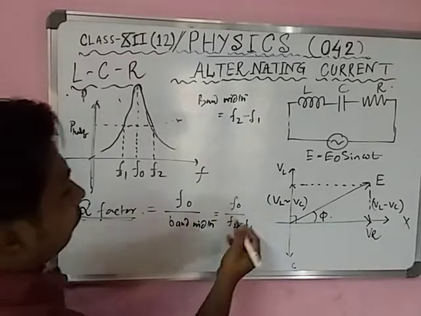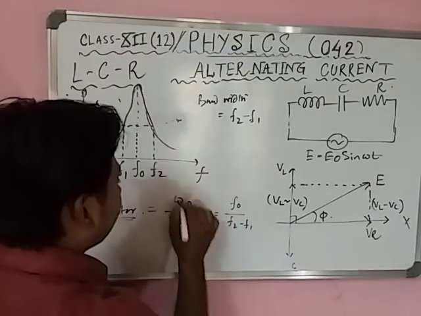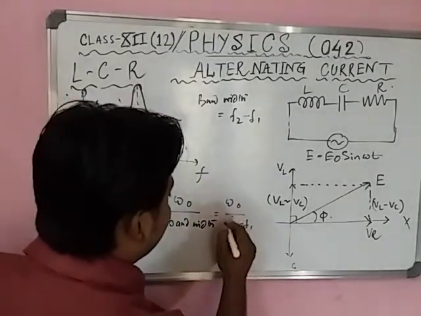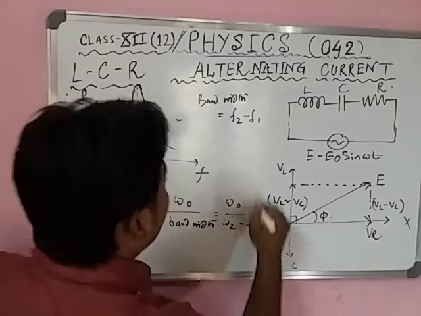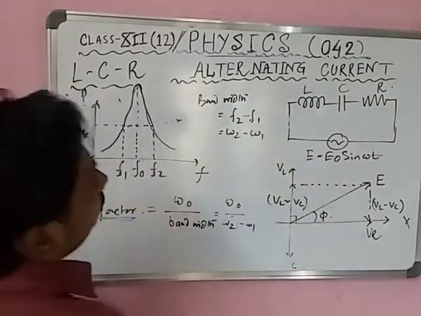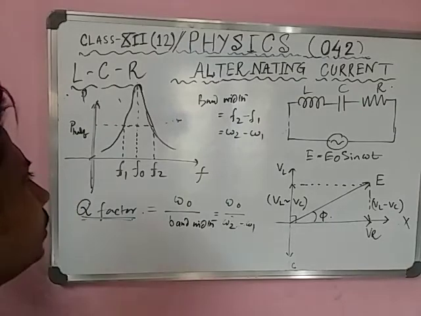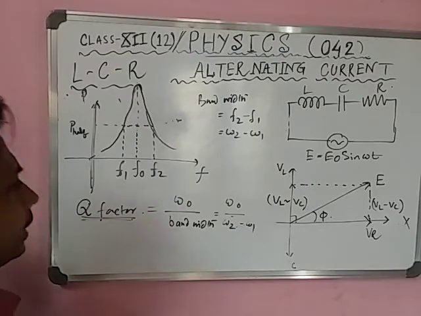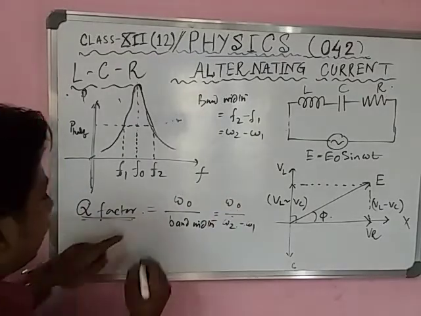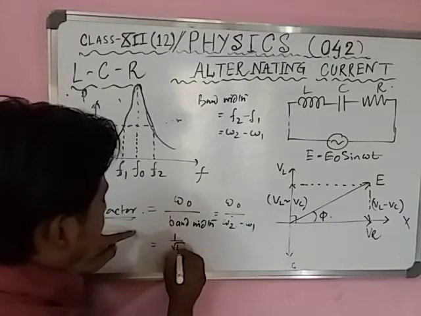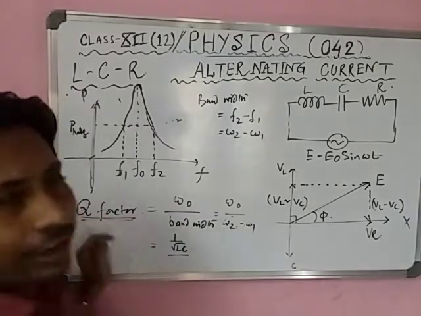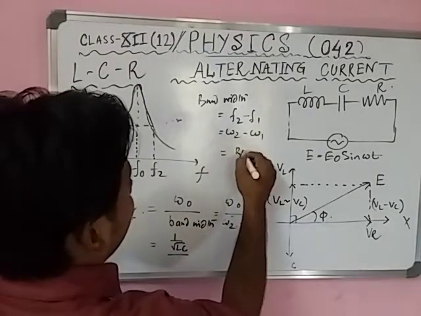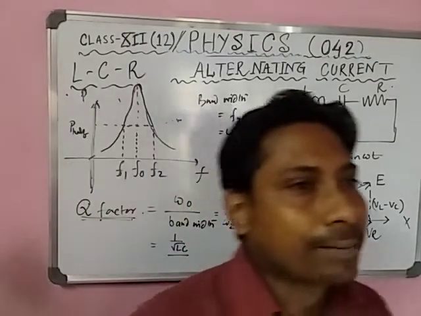You know the value of f0, or you can write omega 0, the same thing. So we can write omega 2 minus omega 1. If you multiply by 2 pi, it gives f, so you can write omega in place of frequency. You know the resonant frequency is 1 by root LC. After calculation, you will get the bandwidth equal to R by L.